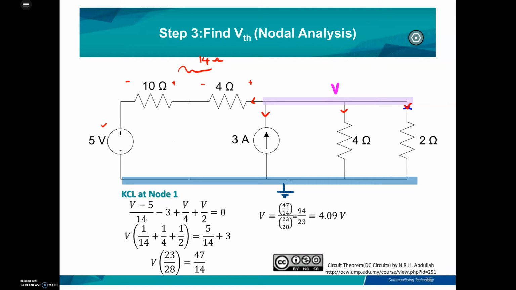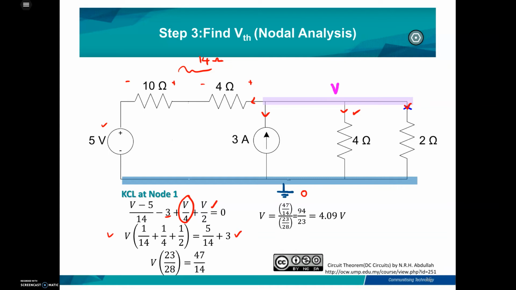And then for the second branch, you can see that the current is in the opposite direction of your assumption, where we assume that all the current exits from the node. For the next branch, 4 minus 0 over 4, and then for the last branch, which is 2 ohm, V minus 0 over 2 ohm. And then for the second line, you need to group the values of V so that it will become like this line.